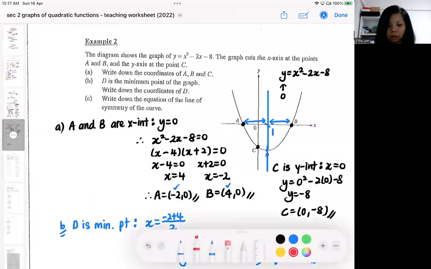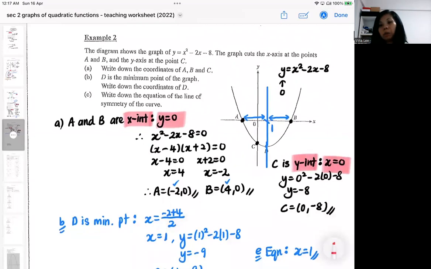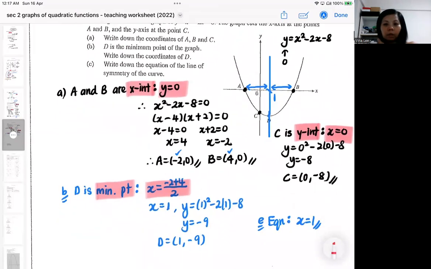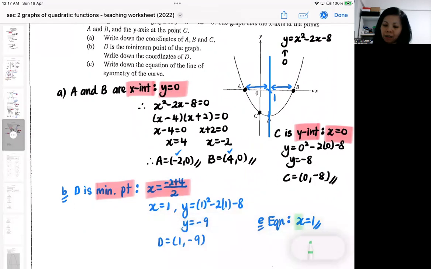The property of x-intercept will always be y equal to 0. The property of y-intercept will always be x equal to 0. The property of minimum point or maximum point is always sharing the x-intercepts. And then you return back to the equation. And a vertical line will always be the line of symmetry. Because it's always a vertical line, it should always be x equal to something. And usually it corresponds to the x coordinate of the lowest point or the highest point.